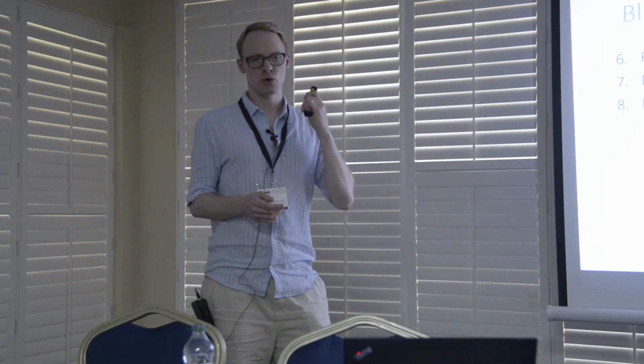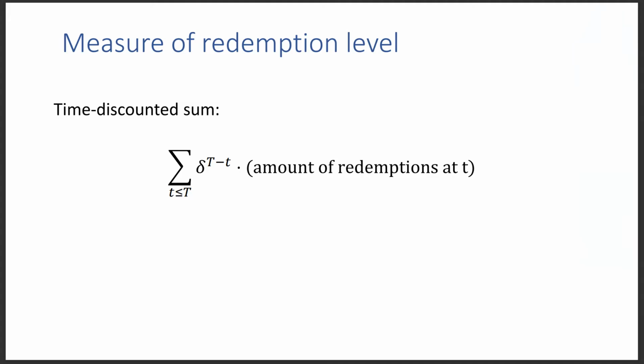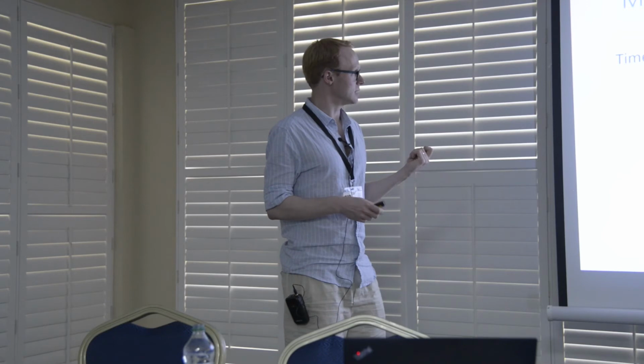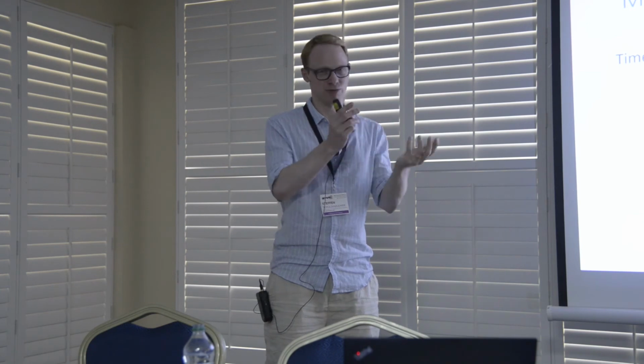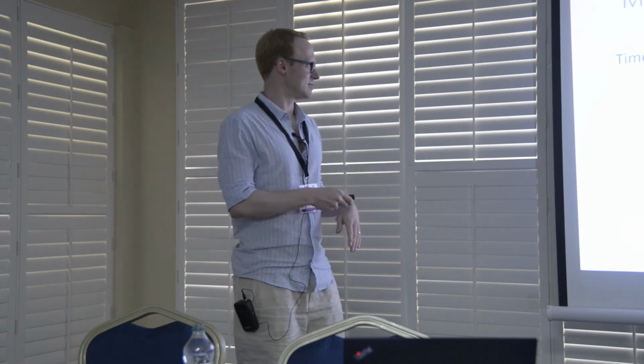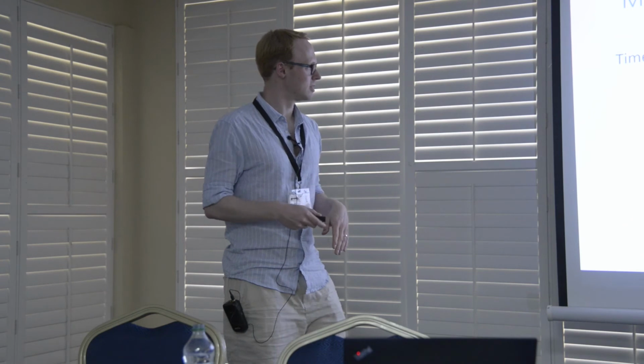Let me now give you one such curve. And the first thing I want to define is how we are going to compute the redemption level. What we settled on is that what should be on the x-axis is a time-discounted sum of redemptions at some time. Of course, this doesn't matter if all your redemptions are happening infinitely fast, then this discount factor doesn't matter. But you need to take time into account somehow, and this is how we do it.